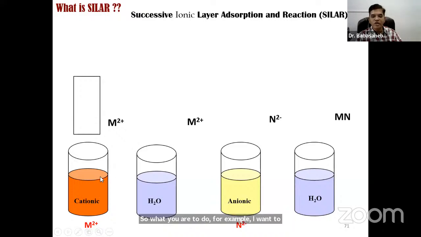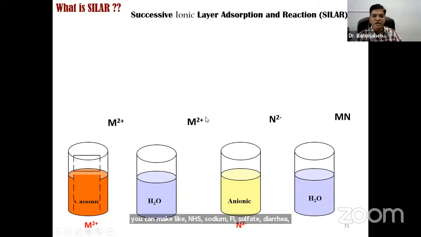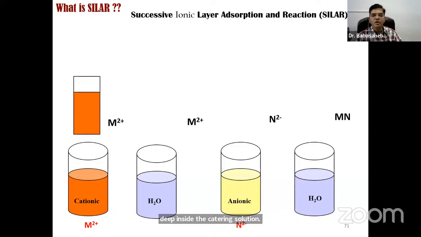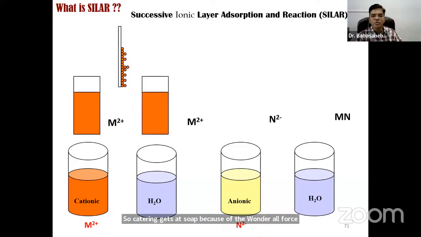You can take the source for cadmium sulfide as a cation, maybe cadmium sulfate, cadmium acetate, cadmium nitrate, for example. And then the anionic source, maybe a sulfur source, like Na2S, sodium thiosulfate, thiourea, thioacetamide, you can take. Then you dip the substrate inside the cationic solution. The cation gets adsorbed on the substrate surface because of the van der Waals force of attraction. Then you rinse it inside the solvent, for example water, called ion exchange water, so the unadsorbed ions are removed.